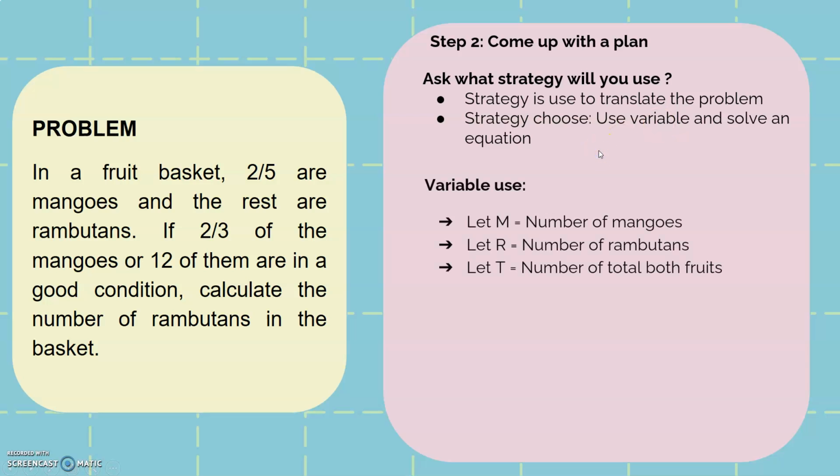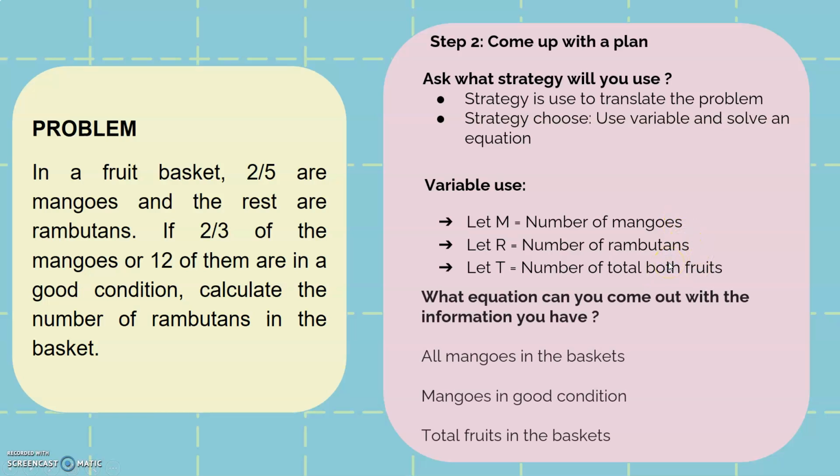By using variables, they will let m equal the number of mangoes, let r equal the number of rambutans, and let t equal the total number of both fruits, which is mangoes and rambutans. Then I will ask them again, what equations can you come out with using the information that you have? With these variables, they will come out with the equations.